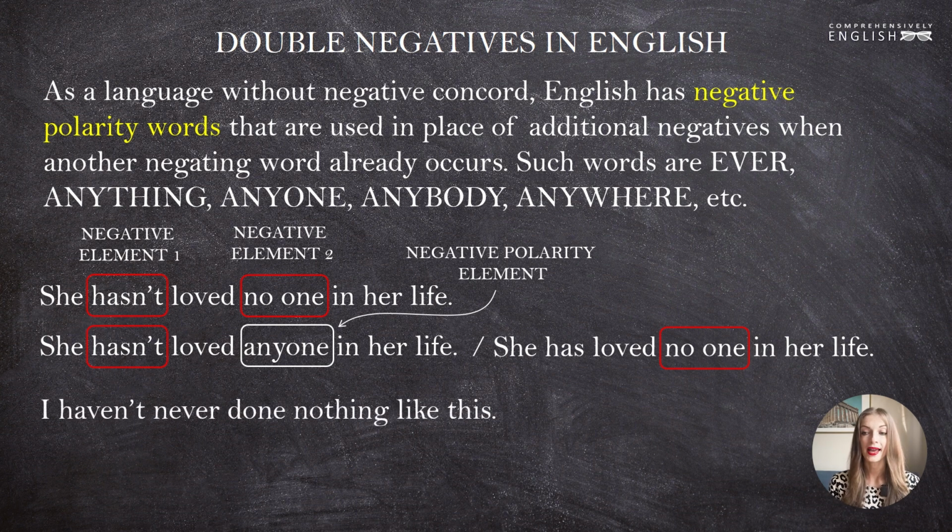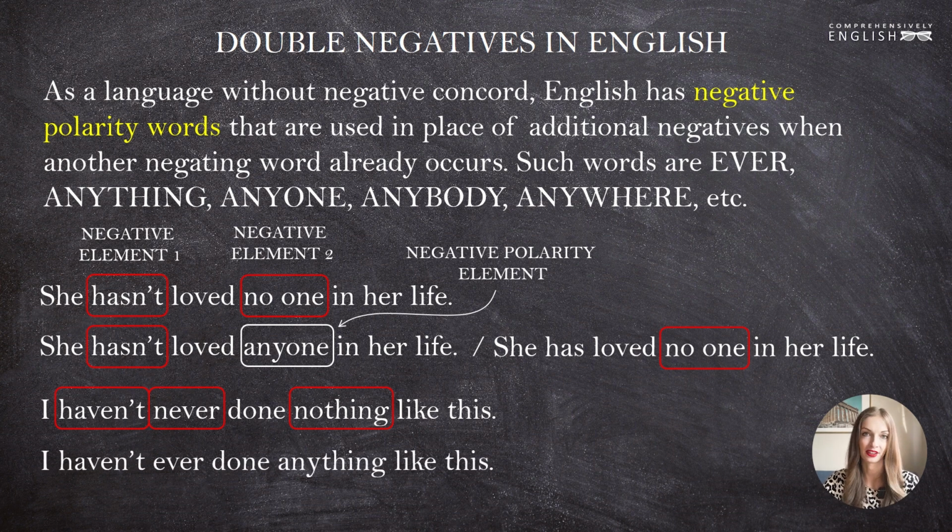Another example. I haven't never done anything like this. Here we have three negative elements. The negative verb form haven't, the adverb never, and the pronoun nothing. I haven't never done nothing like this would be considered incorrect according to the rules of Standard English. So what we are supposed to say is I haven't ever done anything like this.